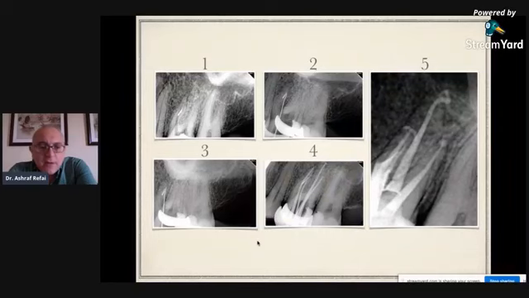In X-ray number 3, you can see me reach beyond the instrument. Then there's my master cone, and then these are my final X-rays. Okay, so yeah, it can be done. It's not always possible, but it is potentially possible.